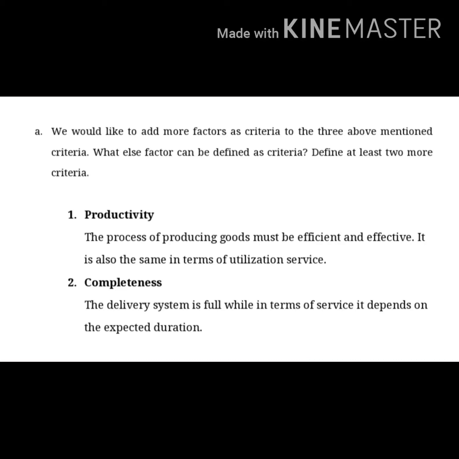1. Productivity. The process of producing goods must be efficient and effective. It is also the same in terms of utilization of service. 2. Completeness. The delivery system is full, while in terms of service, it depends on the expected duration.